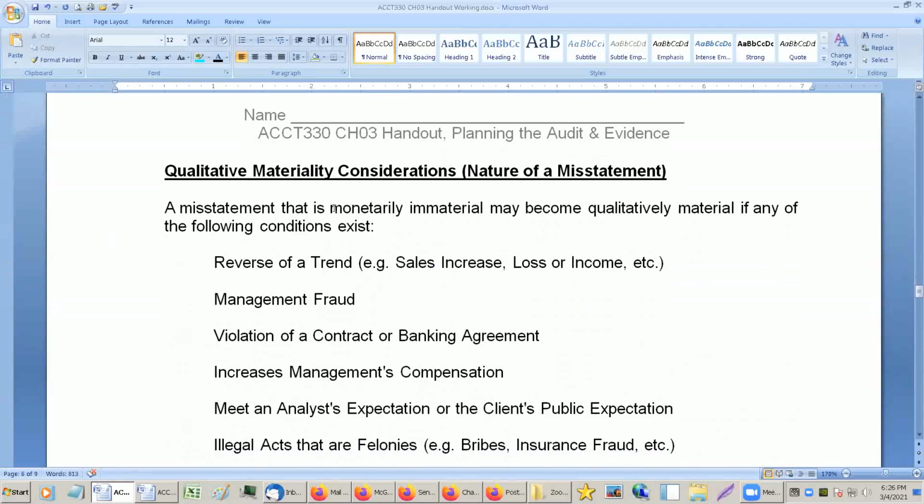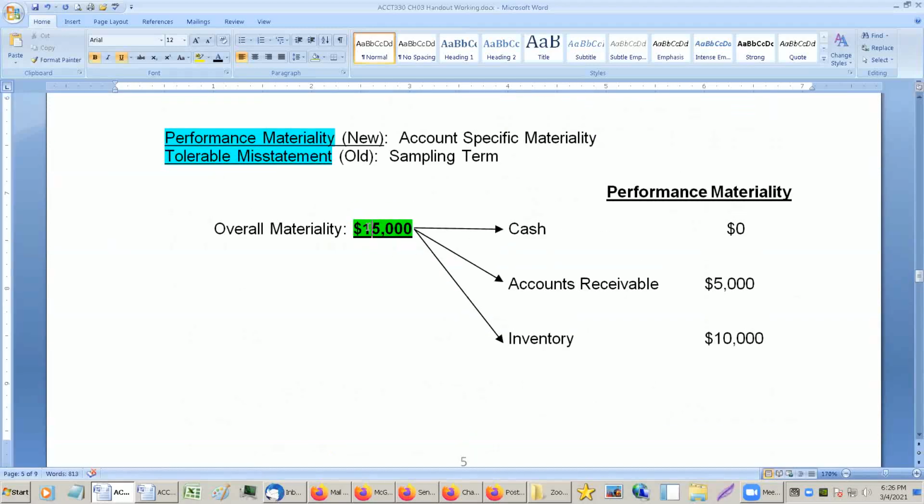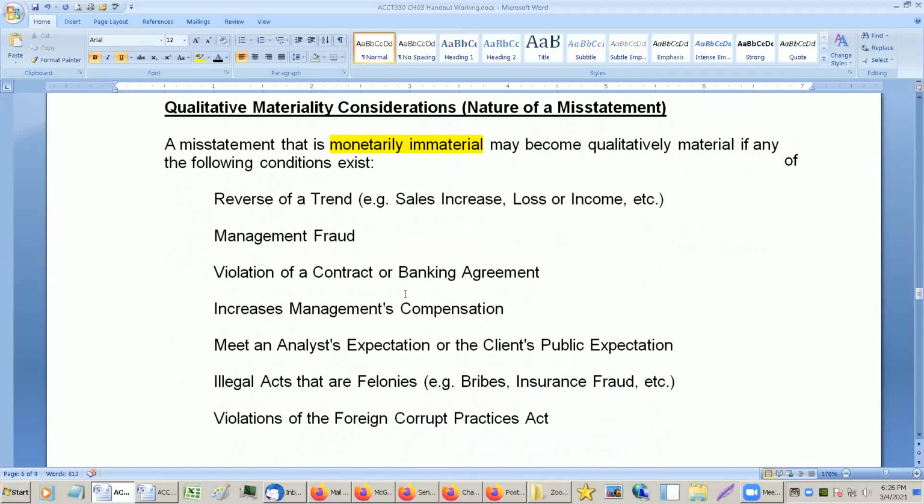So a misstatement that is monetarily immaterial. In other words, dollar-wise, it's not that big of a deal. If materiality was 15,000, maybe it's a $3,000 misstatement. However, it might be material if any of the following conditions exist. And this isn't all the things that could happen, but these are some of the more common ones.